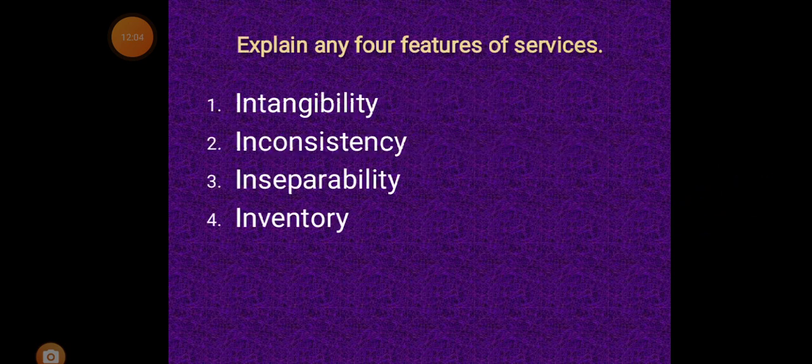Chapter 4, business services. Explain any four features of services. First one, intangibility. Second one, inconsistency. Third one, inseparability. Fourth one, inventory. List them out and explain them.